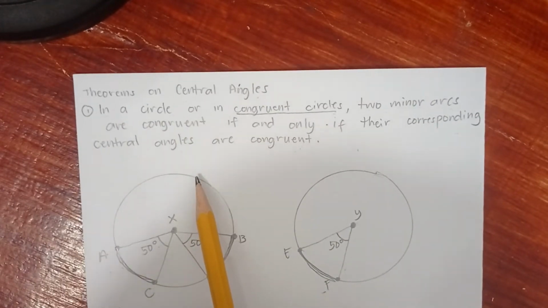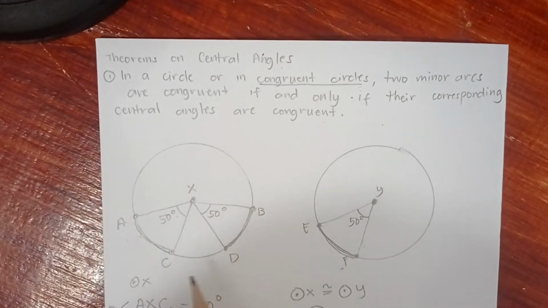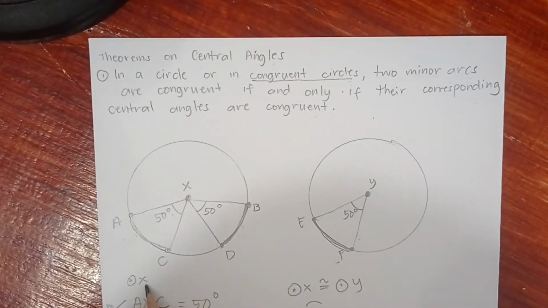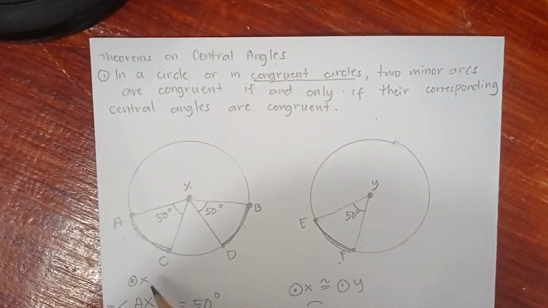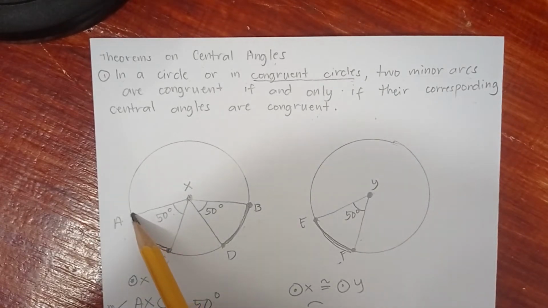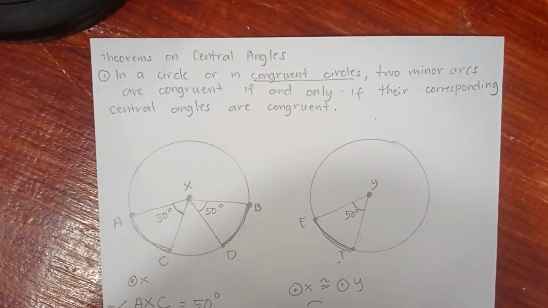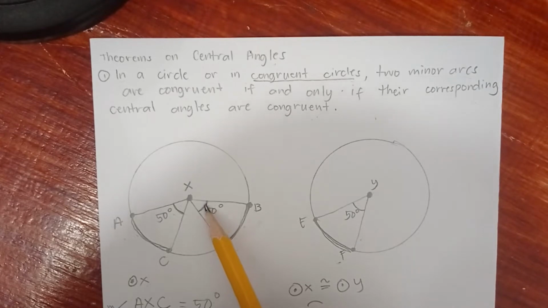Sa isang circle daw, for example, this circle, it is named as circle X. Diba? Ganito yung symbol na circle. So, circle, tapos may dot sa gitna. So, in circle X, angle AXC is equal to 50 degrees. Diba? Ito daw yung given. Given na siya, ng 50 degrees. And angle BXD is also 50 degrees.